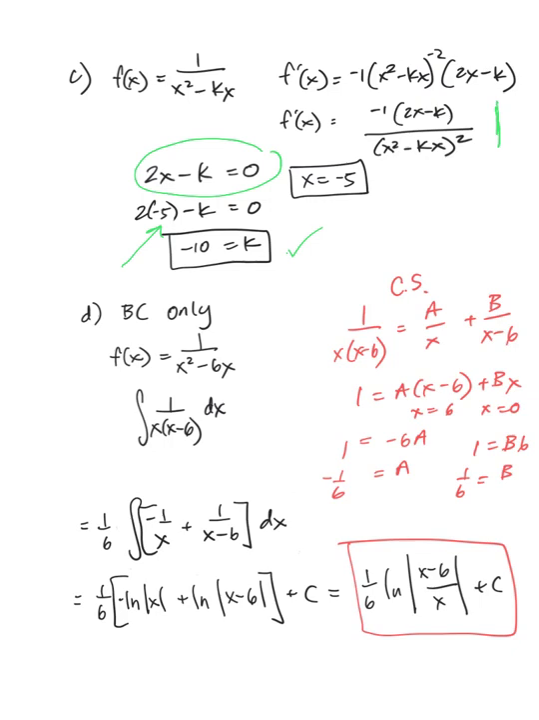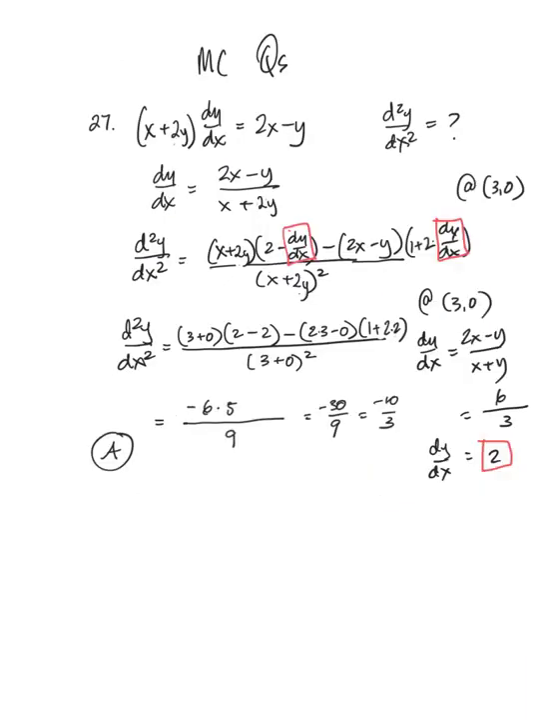Part D is a BC-only question. It's asking you to integrate 1 over x squared minus 6x. I can factor that x squared minus 6x and then use decomposition with partial fractions here in the red to solve for A and B. We get A is negative 1/6 and B is positive 1/6. I'm going to pull that constant 1/6 out, and I'm going to integrate each of those pieces. We get negative the natural log of the absolute value of x, plus the natural log of the absolute value of x minus 6. You can leave it like that, but we're going to simplify that right there to give you 1/6 natural log of the absolute value of (x minus 6) divided by x, plus C.